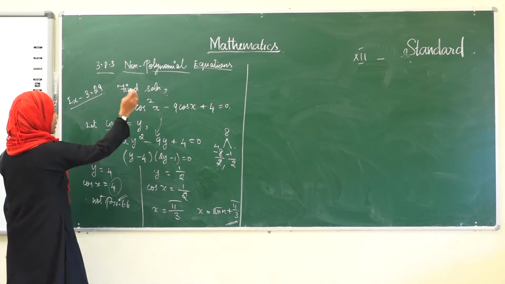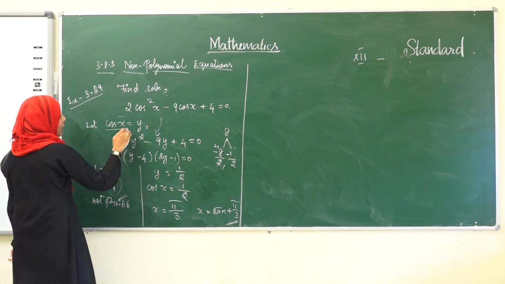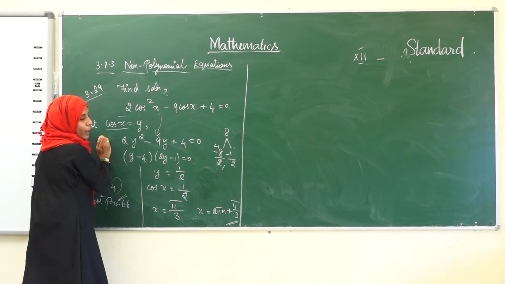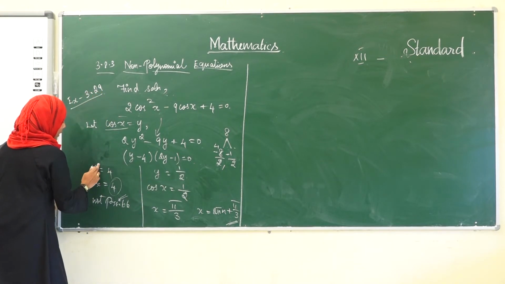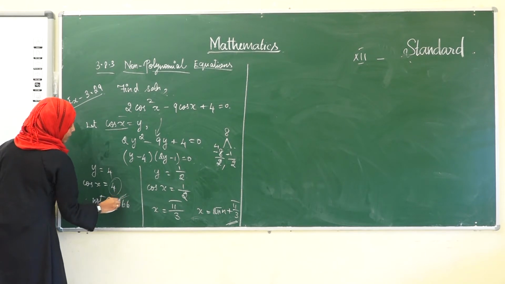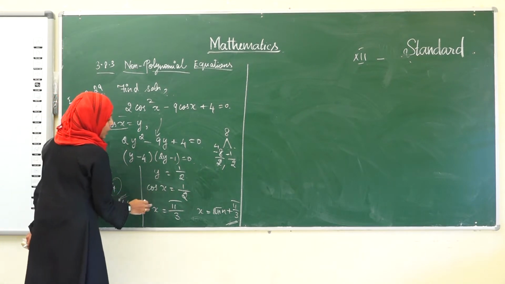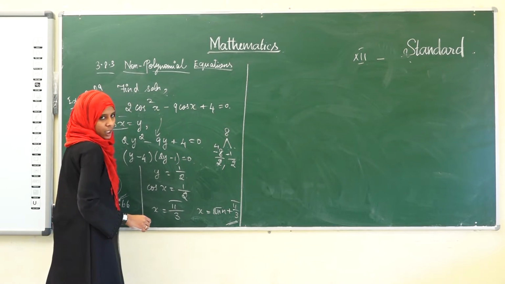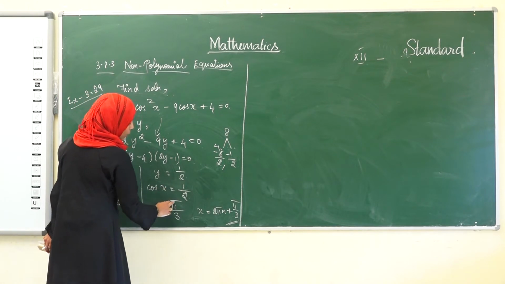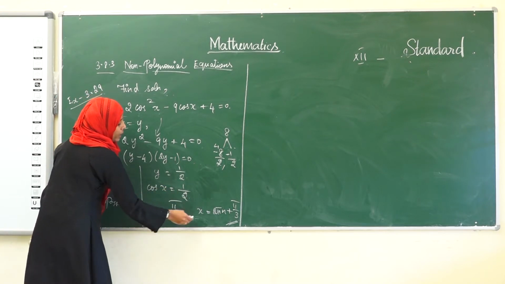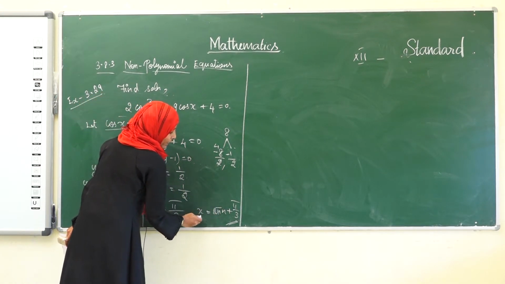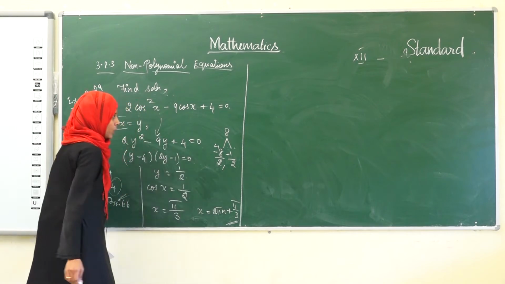What we have done: we substituted cos x as y, changed this into a quadratic polynomial equation, then solved it and got two values for y. Substituting back, one value is not possible for x. For the other we got 1 by 2; cos 60 degree is 1 by 2, therefore x is equal to pi by 3. Not only for 60 degree, we get the general value of x as 2 pi n plus pi by 3.